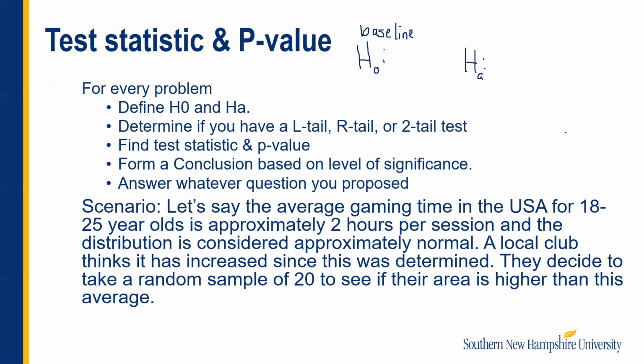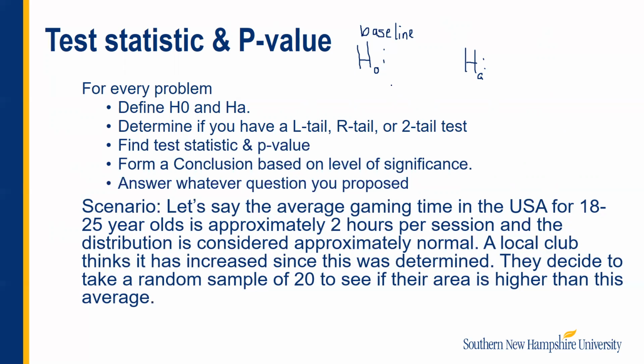And the distribution of the population is considered approximately normal. A local club thinks that it's increased since that statistic, that parameter, was determined. So they think it's increased from the 2 hours per session. And they decide to take a random sample of 20 to see if their area, where they live, is higher than this average.